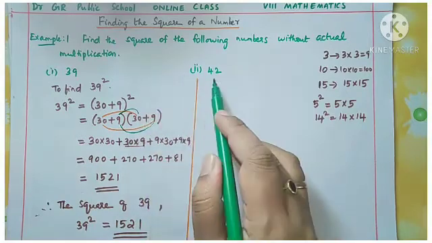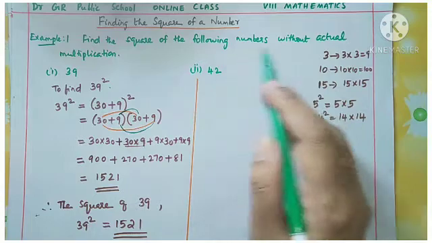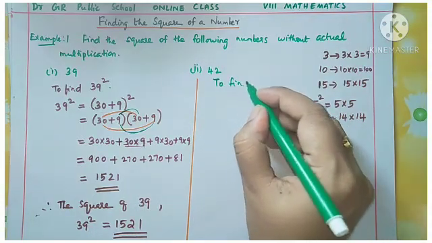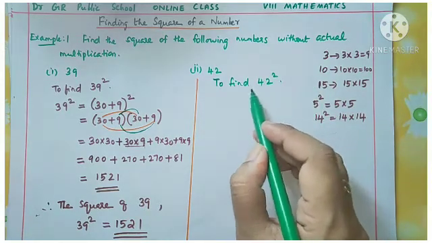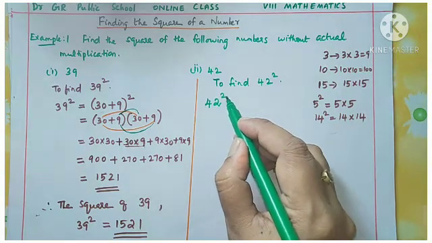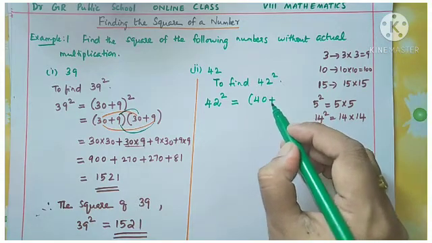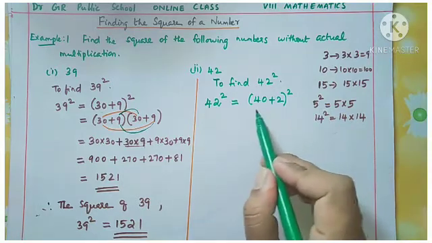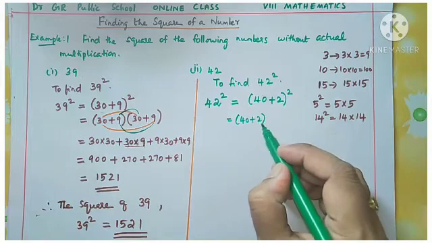Find the square of 42. Find the square of 42 without actual multiplication. So again we are doing the same steps to find 42 square. First you take this number 42. 42 can be written as 40 plus 2, and put the whole square. Now the meaning is 2 times, so 40 plus 2 into 40 plus 2.